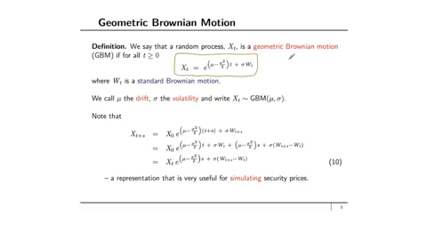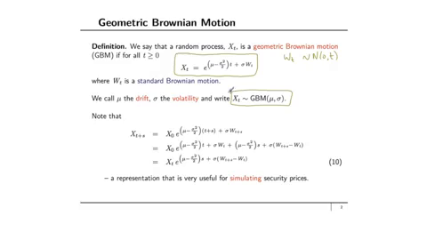But one thing to keep in mind with a Brownian motion is that W_t has a normal distribution with mean 0 and variance t. This is one of the properties of a Brownian motion. We call mu the drift, sigma the volatility, and write X_t tilde GBM(mu, sigma).